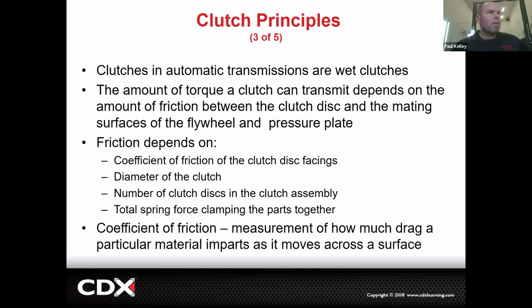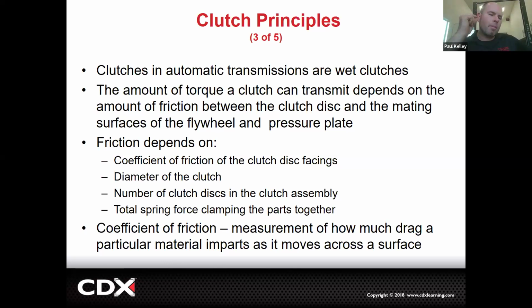Okay, and then the amount of torque a clutch can transmit depends on the amount of friction between the clutch disc and the mating surfaces of the flywheel and the pressure plate. So remember, it gets squeezed like a sandwich. So the clutch disc is in the middle, being squeezed by two pieces of metal, one of them being the flywheel, the other one being that pressure plate or the cover, which they interchange terms sometimes.